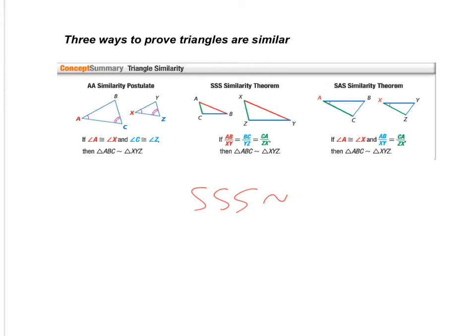And SAS similarity, we write that like this, SAS similarity. In order to get that, you must get one pair of corresponding angles congruent, and then the two pairs of sides that are between the angle, the included sides, must be in the same ratio. So you've got to get the angles, and then the two sides proportional. They don't have to be equal. They need to be proportional. They must be in the same ratio.